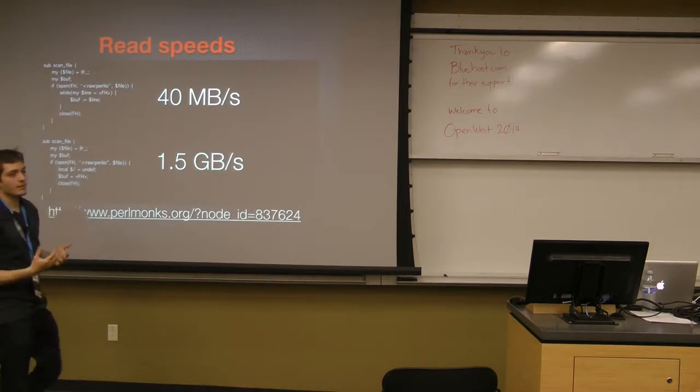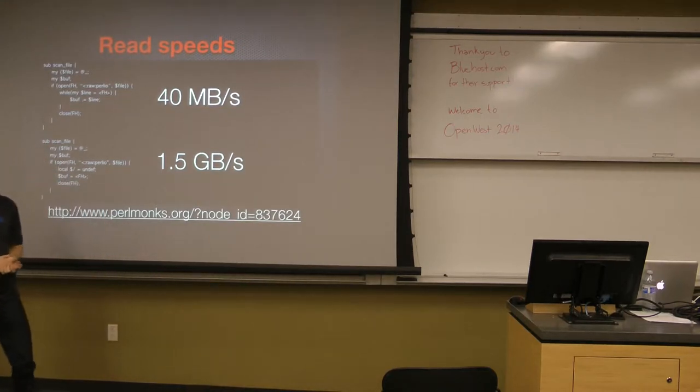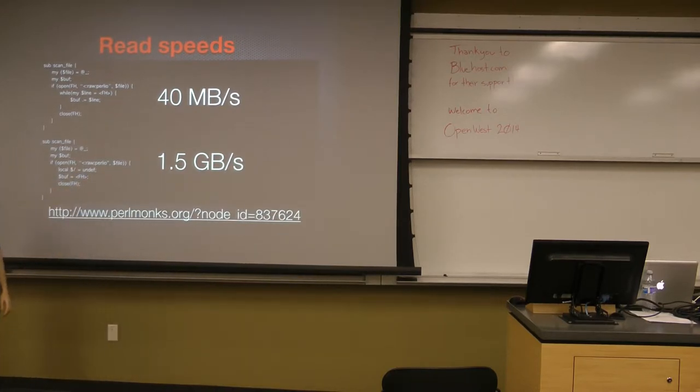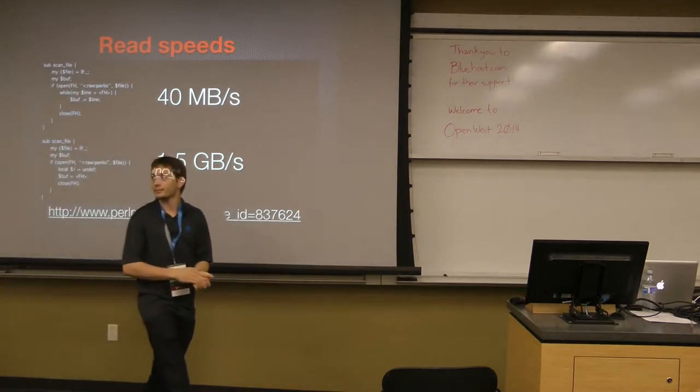But if you still don't feel like that's enough speed, you can load it into a scalar. File slurp does this, I believe. And basically you just slurp it into this scalar here, using the same thing. People reported 1.5 gigabytes in speed. My hard drive doesn't go that fast, so I don't have quite that speed. But here's a link, somebody online telling they have that. They have their own bunch of code showing exactly the benchmarking.